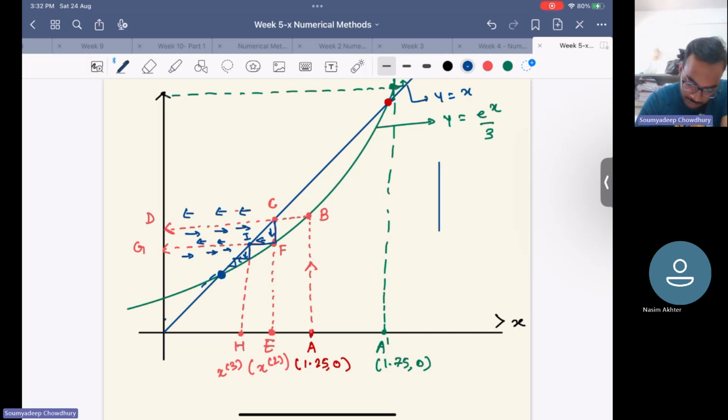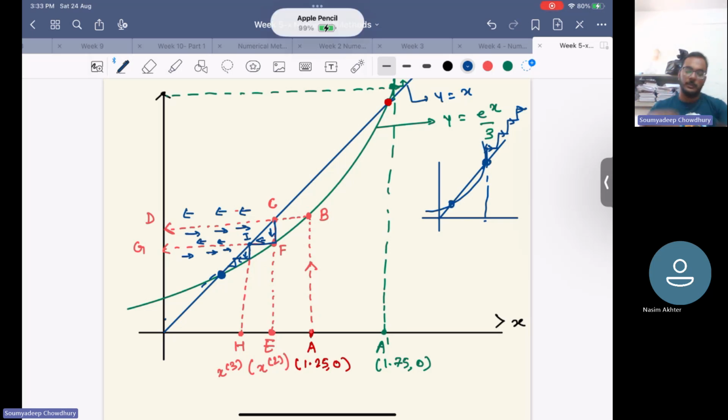I'll just show it once again here. Suppose your graph is like this, and this is your y equal to this. If you take some point here, what will happen? It will move in this direction gradually. If you move in this direction, you are moving away from the root. Your root is here, this point and this point. So you are gradually moving away from the root. That's why it is diverging. So we have proved it graphically also. Is it clear? Yes, it is clear.